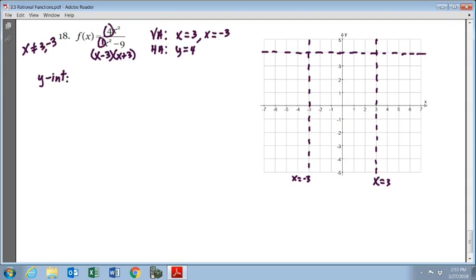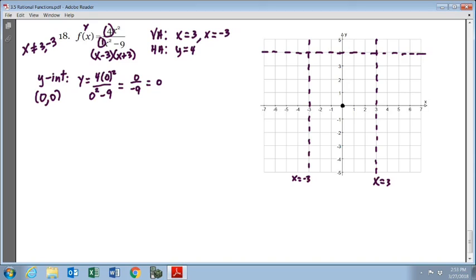Let's go ahead and find the y-intercept. We know we want to let x be 0 to do that. And I'm just going to use the y notation instead of f of x. So y is equal to 4 times 0 squared over 0 squared minus 9. We're going to get 0 over negative 9, or 0. So the y-intercept is 0, 0. Let's go ahead and put that in. Notice that's also the x-intercept, but it is possible there could be other x-intercepts.